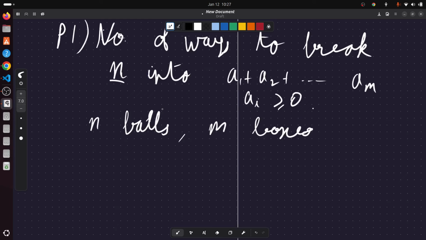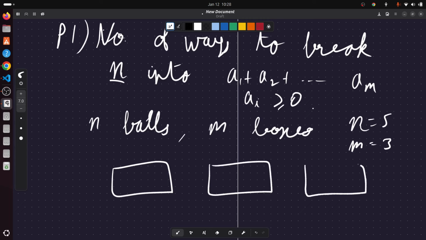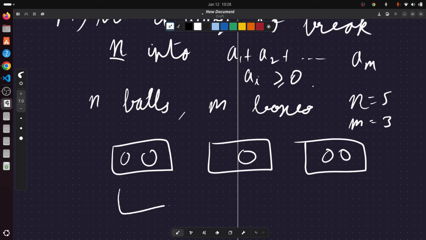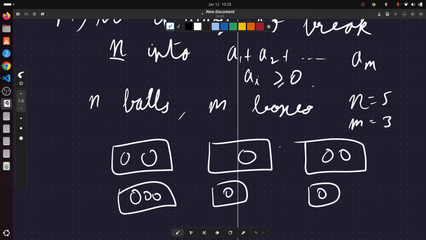So what we can simply think is, let's say we have n equals 5 and m equals 3. So we have 5 balls and we have 3 boxes. Let's say I draw 3 boxes, and let's say I put 2 balls here, 1 ball here, and 2 balls here. So this is one way. Another way is, let's say I put 3 balls here, then 1 ball here and 1 ball here. This is also one way. So you have to count the number of ways.